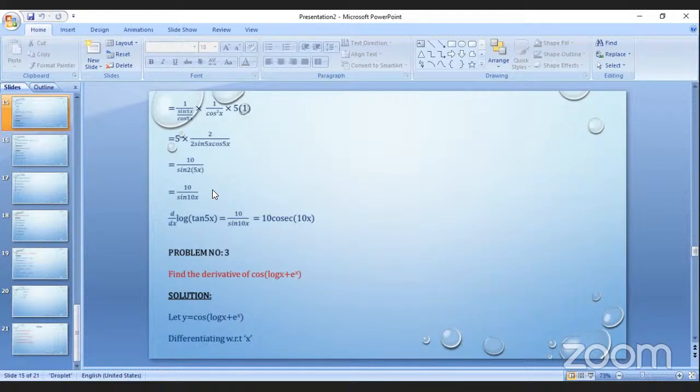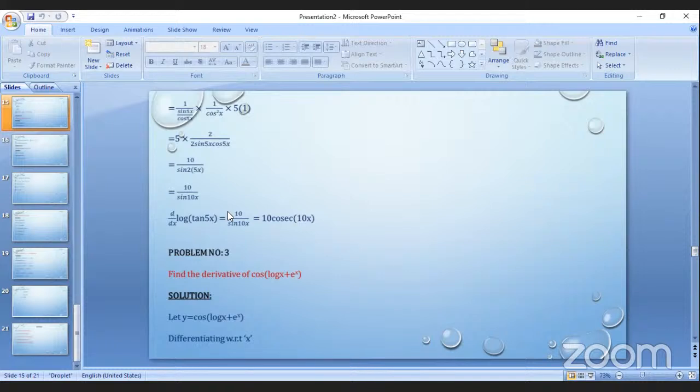1 by sin x is written as cosecant x. So 10 into 1 by sin 10x is 10 cosecant 10x. Therefore, d by dx of log tan 5x equals 10 cosecant of 10x.